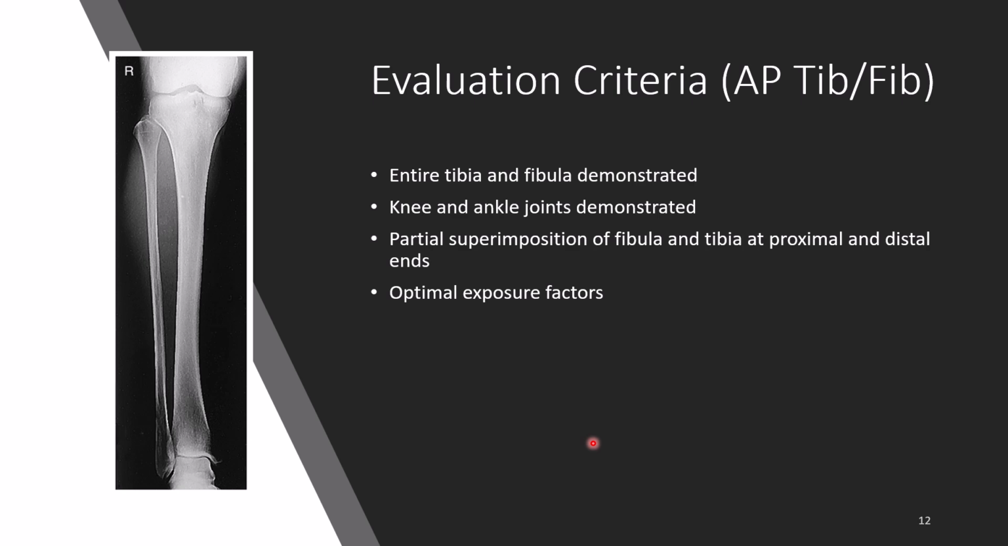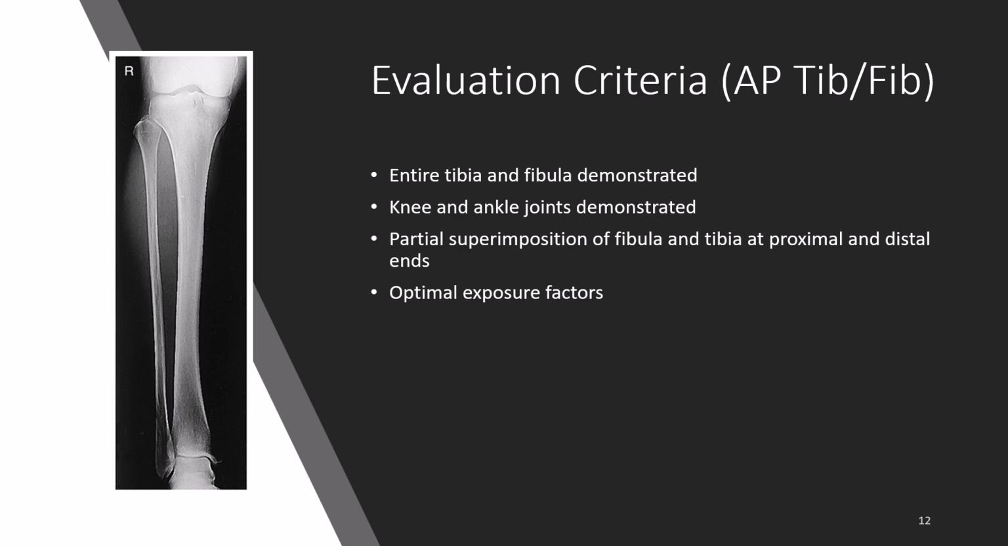If we look at this radiograph, we can see the entire tibia on here along with the fibula. You definitely have the ankle joint included, and we definitely have the knee joint included. Notice it says there's partial superimposition of the fibula and tibia at the proximal and distal ends, so right up here and right down here. But that is a really nice AP tib-fib.